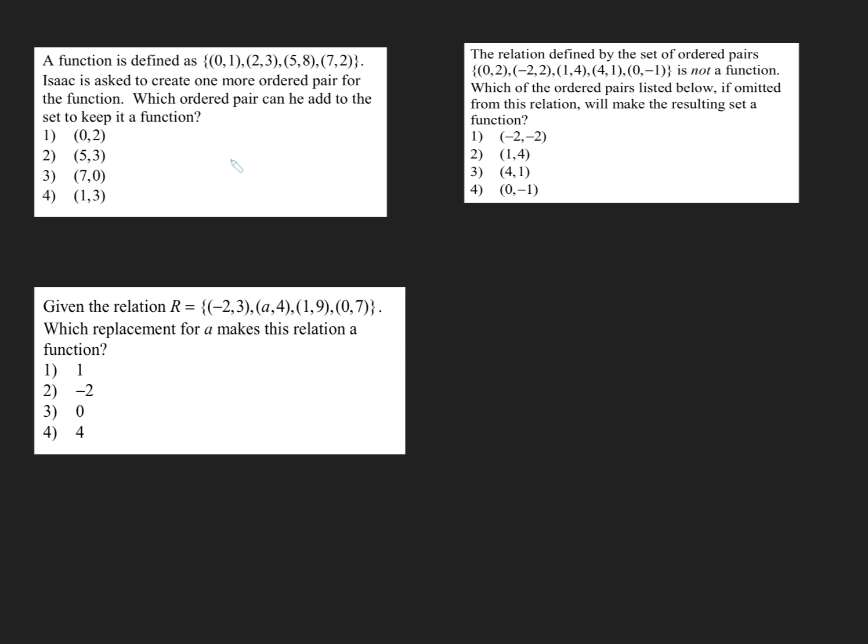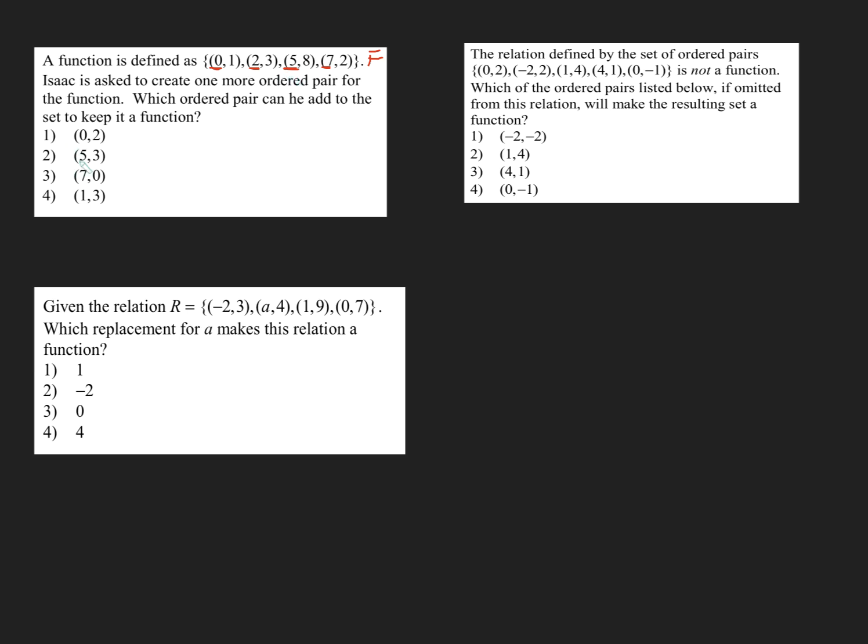Now, they usually give you some problems where you have to use some critical thinking. So the first one says a function is defined as, we have (0, 1), (2, 3), (5, 8), and (7, 2). Clearly, if I look at my x values, they are all different, which means that this is a function. Isaac is asked to create one more ordered pair for the function. Which ordered pair can be added to the set to keep it a function? Now we need to keep this a function, which means we cannot use a 0, a 2, a 5, or a 7 in the x values.